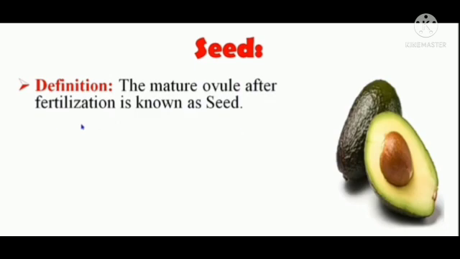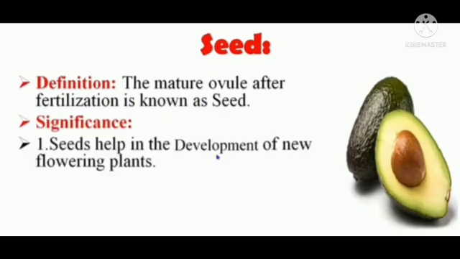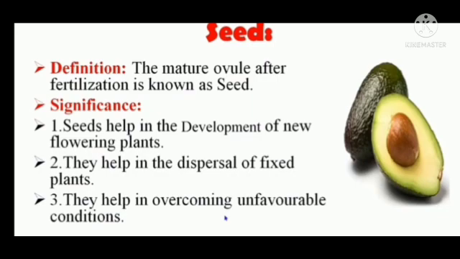Next are seeds. The ovule develops rapidly after fertilization using the food reserves, and the mature ovule after fertilization is known as seed. The seed is covered from outside by a hard and protective seed coat, which develops from the integuments of the ovule. The seeds contain a potential plant, or embryo, and the embryo consists of a tiny root and a small shoot. There are 1 or 2 food-laden cotyledons that provide nourishment to the developing embryo. Now next is the significance of seeds. What is the significance of seeds? Seeds help in the development of new flowering plants, and they help in the dispersal of plants. Third, they help in overcoming unfavorable conditions.